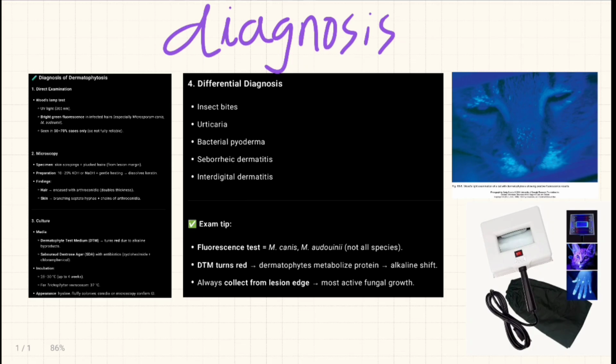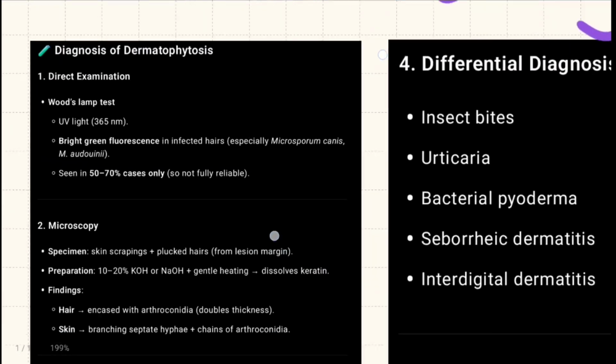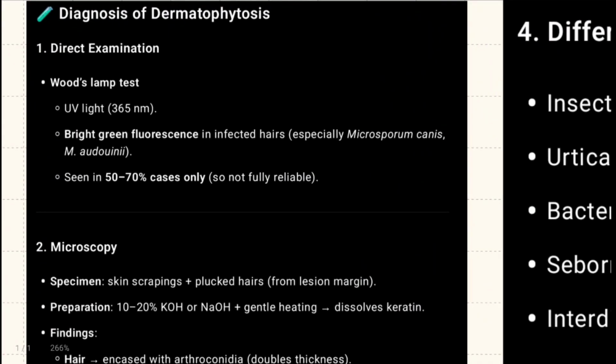Now we'll have a discussion on the diagnosis of dermatophytosis. Several different methods are employed to diagnose dermatophytosis. In direct examination, a test is employed, and the name of the test is the Wood's lamp test. In the Wood's lamp test, UV light of 365 nanometer wavelength is used.